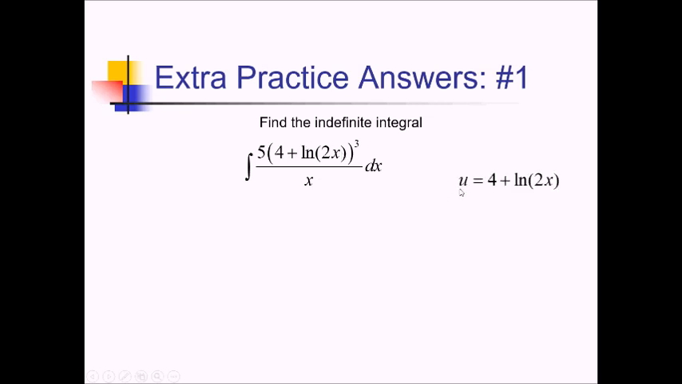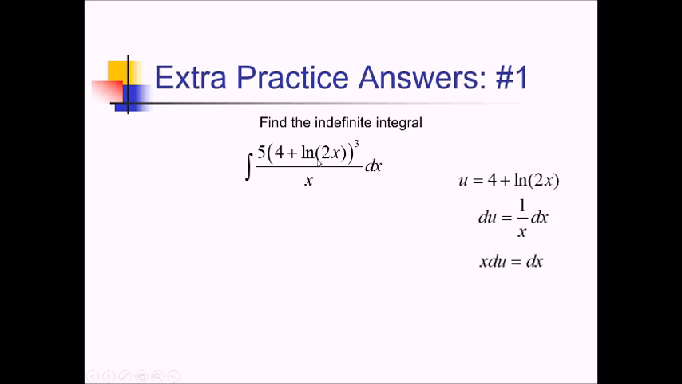And then we can write du equals, well, the derivative of 4 is 0, the derivative of ln of 2x is going to be 1 over 2x times 2, so 1 over x dx. And then multiplying here, we have x du equals dx.